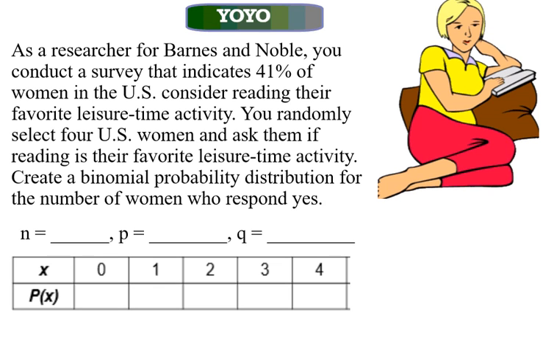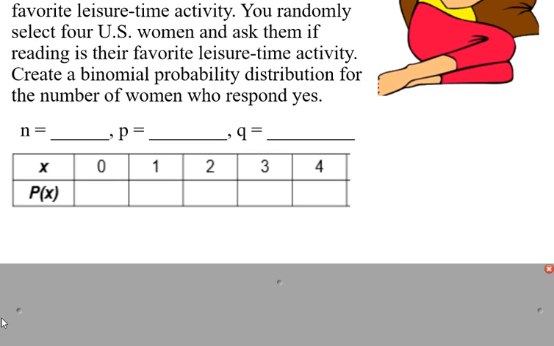So, as a researcher for Barnes & Noble, you'll conduct a survey that indicates 41% of women in the U.S. consider reading their favorite leisure time activity. You randomly select 4 US women and ask if reading is their favorite leisure time activity. Create a binomial probability distribution for the number of women who respond yes. So fill in the chart, pause the video now, give it a chance, come back and see how you did.